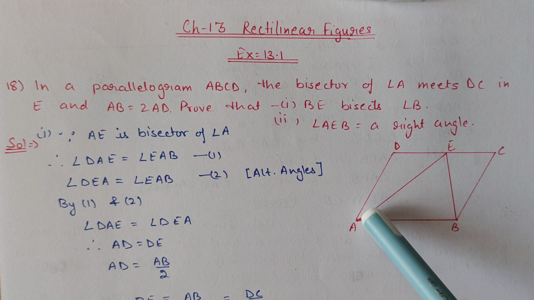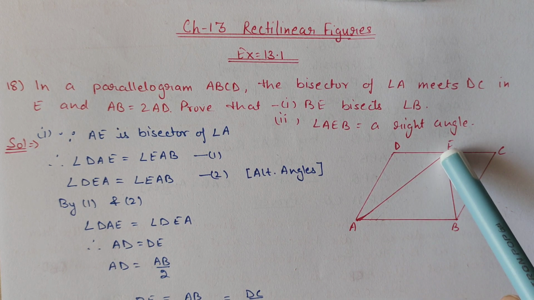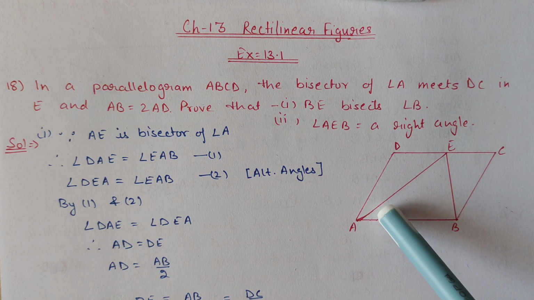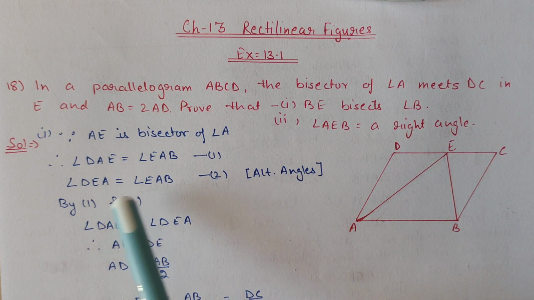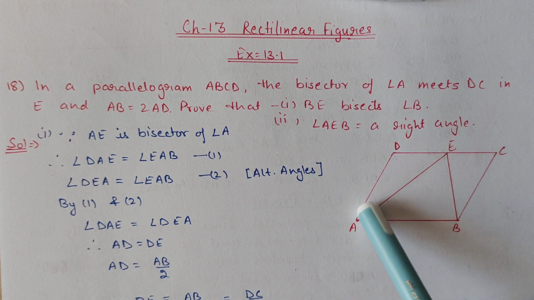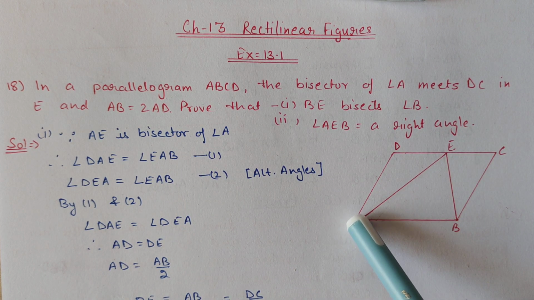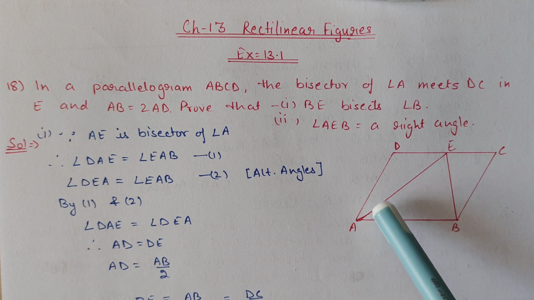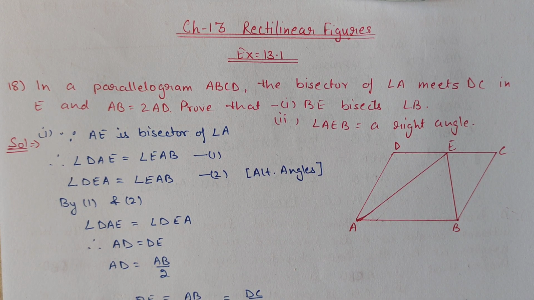So first we will start from here, because AE is the bisector for angle A. It means this angle and this angle are equal. DAE is equal to EAB. These two angles are equal to each other.